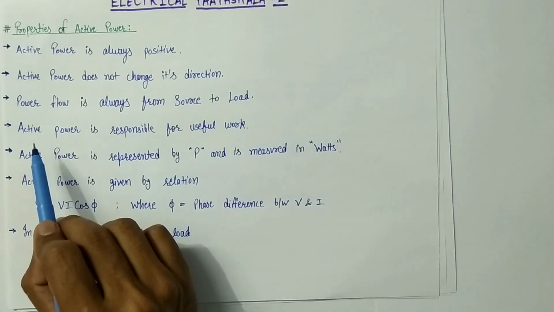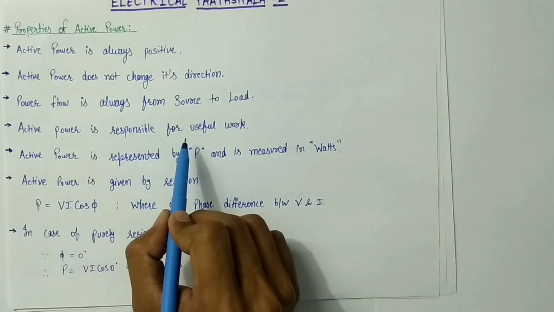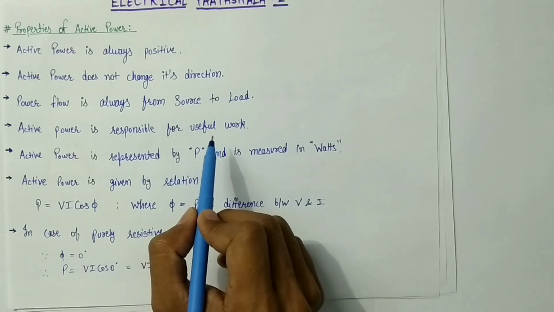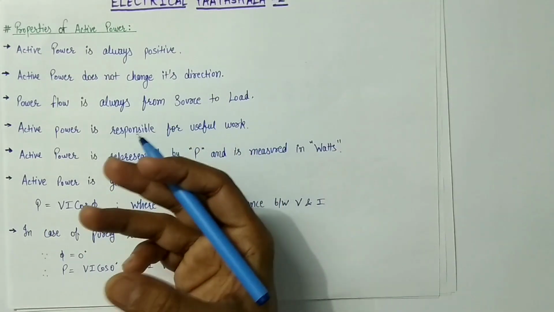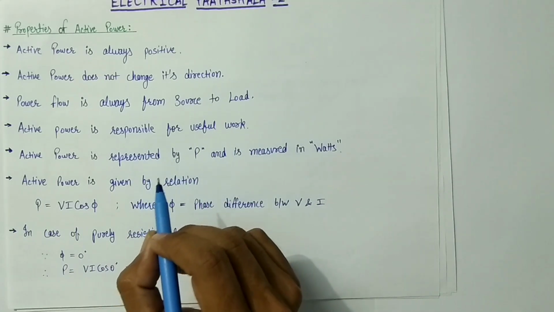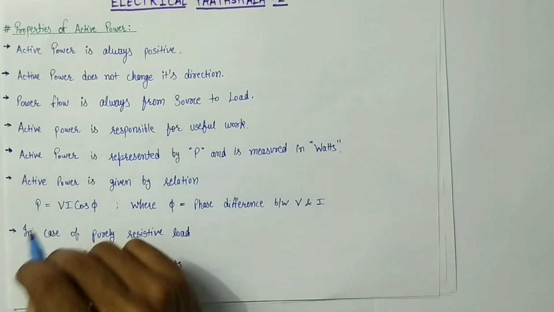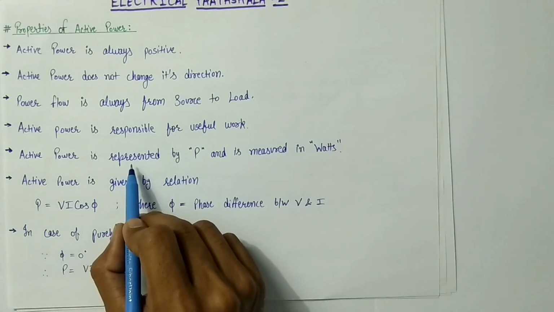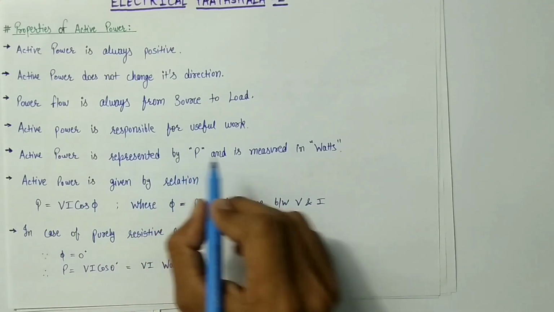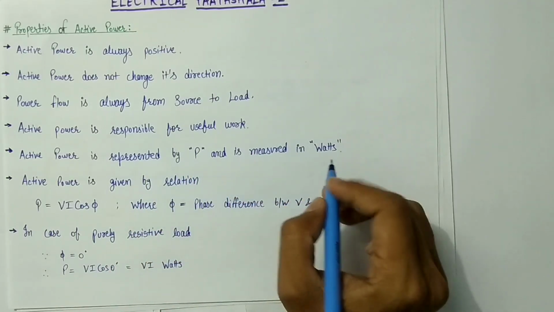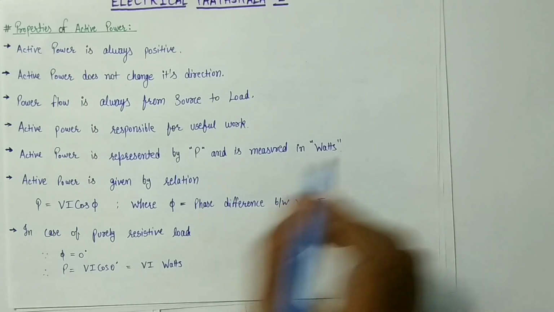Now the next point is, active power is responsible for useful work. What is useful work? Like light, speed, motion, heat. This kind of useful work is done by active power only. Now active power is represented by capital letter P, and it is measured in watts. So the unit of the active power is watts.